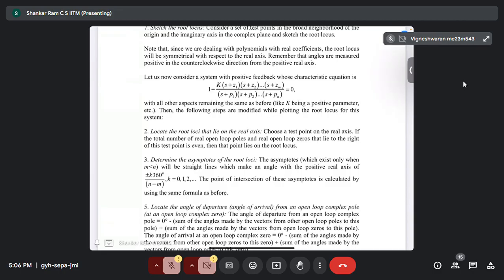So I hope it's clear how step 2 changed. Okay, so the word odd becomes even. All right, everything else remains the same. Now step 3, will it change?